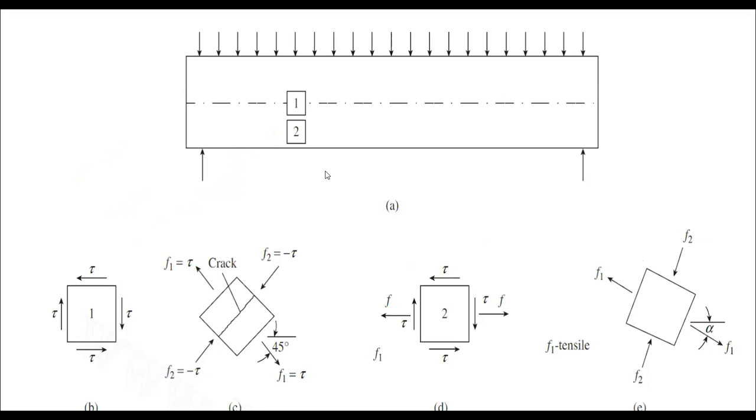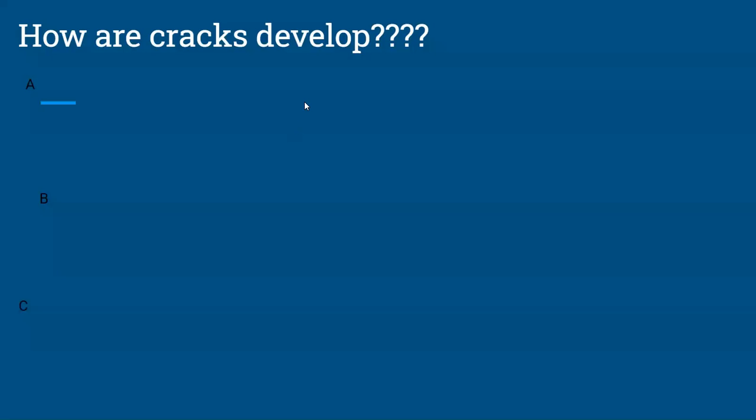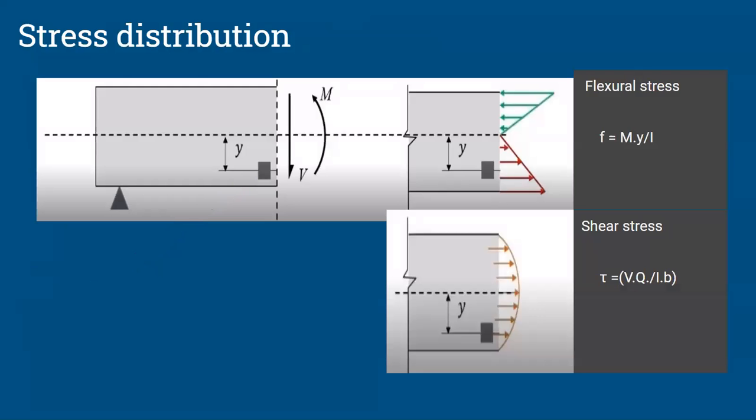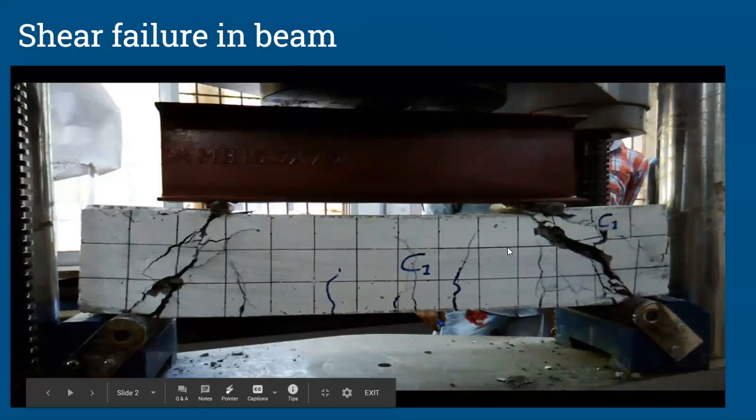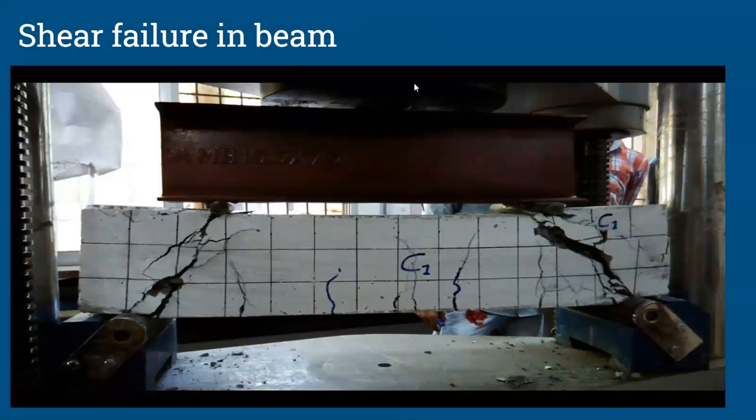So you have understood how shear stresses come in a beam. Now the problem is based on this shear or whatever stresses you have studied, certain cracks are developed. Now what we are trying to study is how these cracks are developed. If you know how they are developed, you can prevent them.